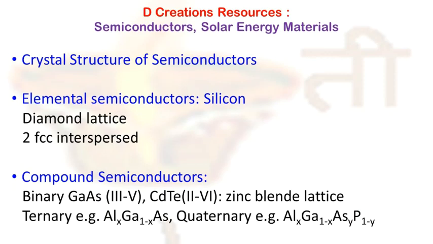So now if you think of the elemental semiconductor, namely silicon, let us try to understand its crystal structure. It has a diamond lattice, and a diamond lattice can be derived from two face-centered cubic unit cells. Basically, if you have two FCC unit cells at the same origin, you keep one at its place and then displace the second one by 1/4 in each of the three directions, namely x, y and z.